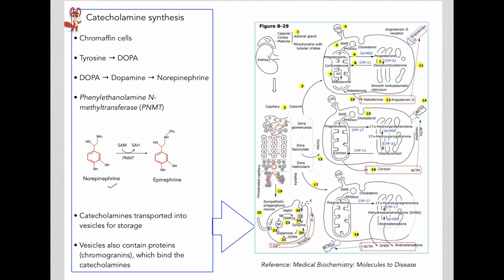Once the norepinephrine and epinephrine are made, these catecholamines are then transported into vesicles for storage. So we have vesicles with the norepinephrine inside. And these vesicles also contain proteins that bind the catecholamines, and these proteins are called chromogranins.